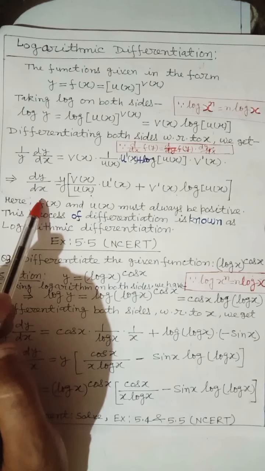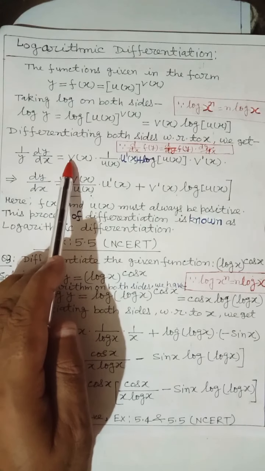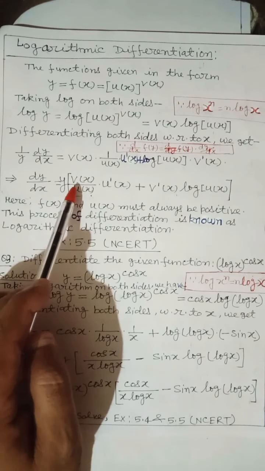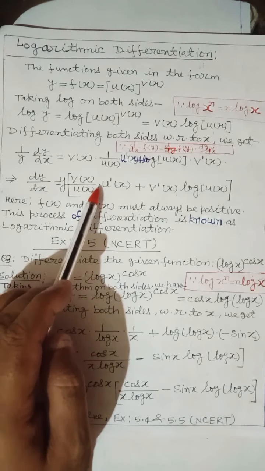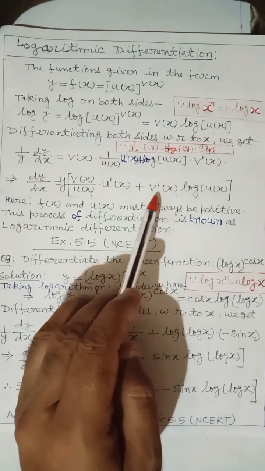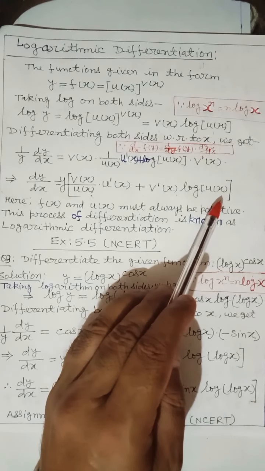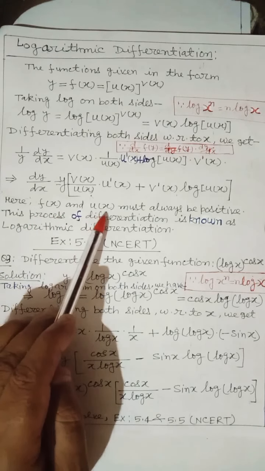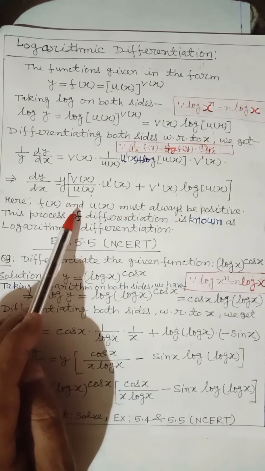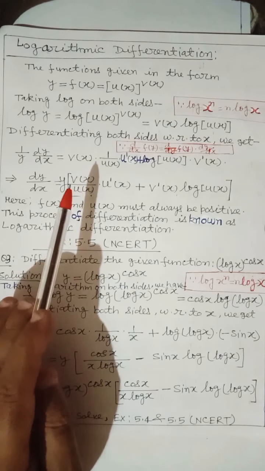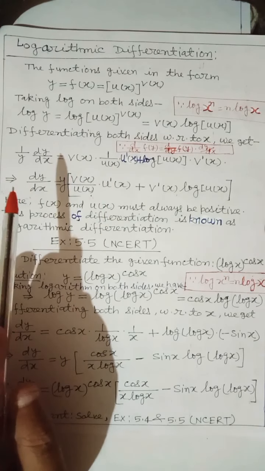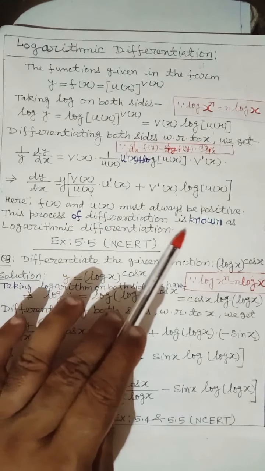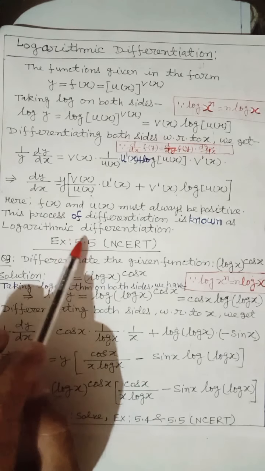So finally dy by dx is equal to, here y will be multiplied, we get y times v(x) by u(x) into u'(x) plus v'(x) into log u(x). Dear students, here f(x) and u(x) must always be positive, and this process of differentiation is known as logarithmic differentiation.